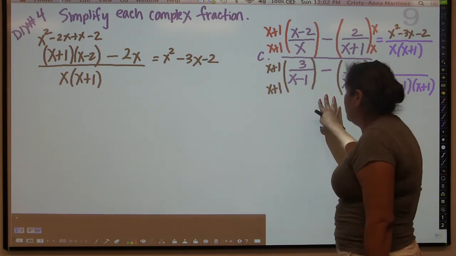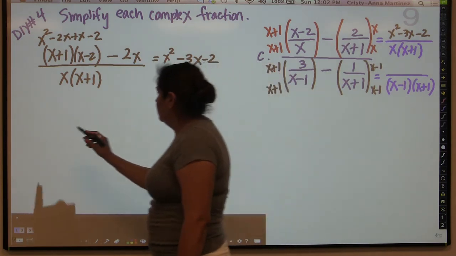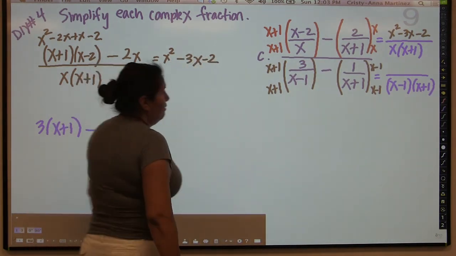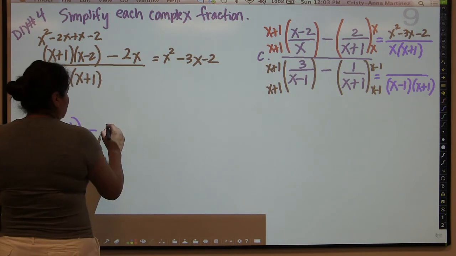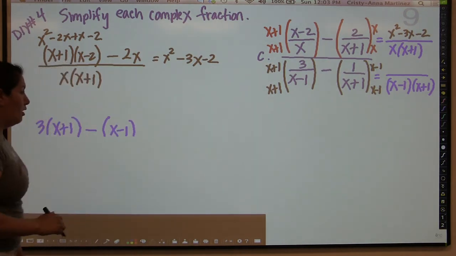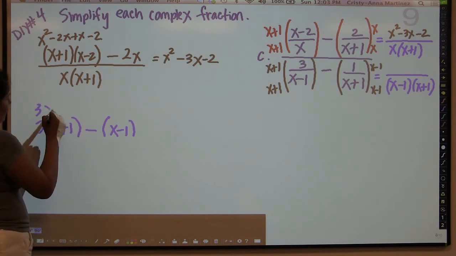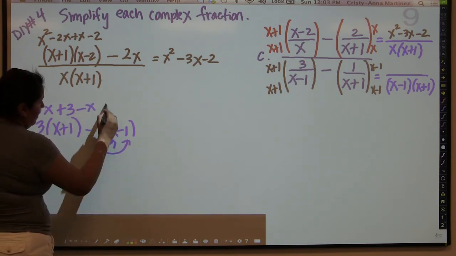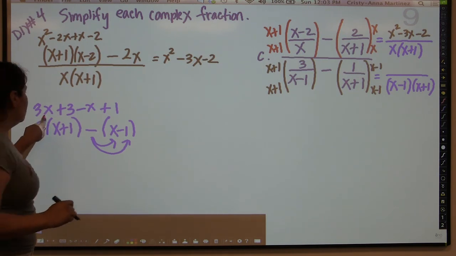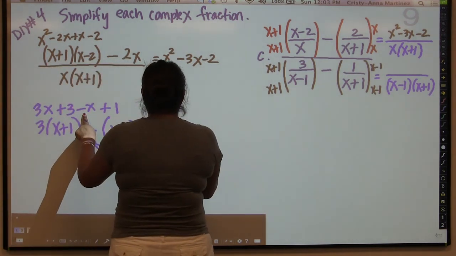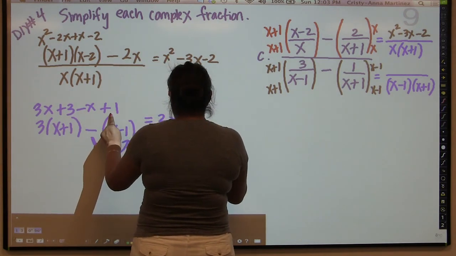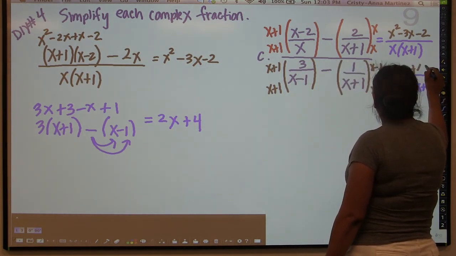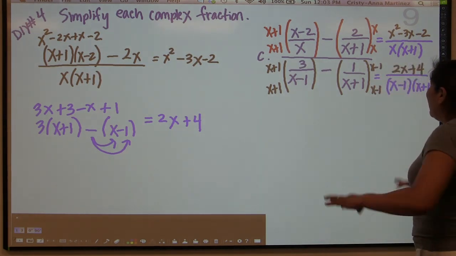We'll do the same thing for the bottom part. So I have 3 times x plus 1. Then we have a minus again. And then we have 1 times x minus 1, which is basically just itself, x minus 1, all divided by the common denominator. So now we're going to multiply across, so 3x plus 3, distribute this negative, negative x, negative times negative is positive 1, combine all your like terms, so 3x minus x is 2x, and 3 plus 1 is 4, so you get 2x plus 4. So on the top here, we're going to get 2x plus 4.